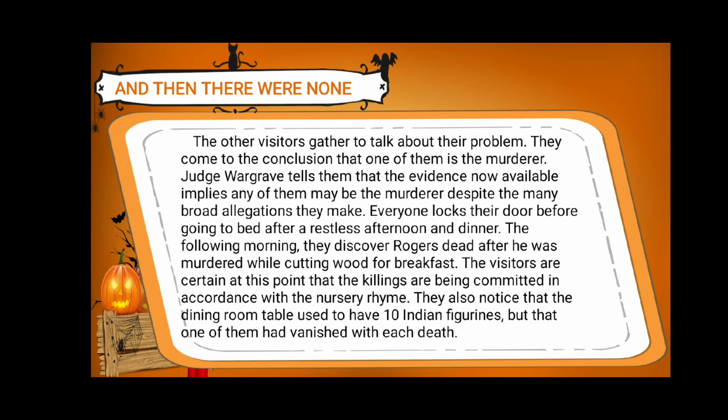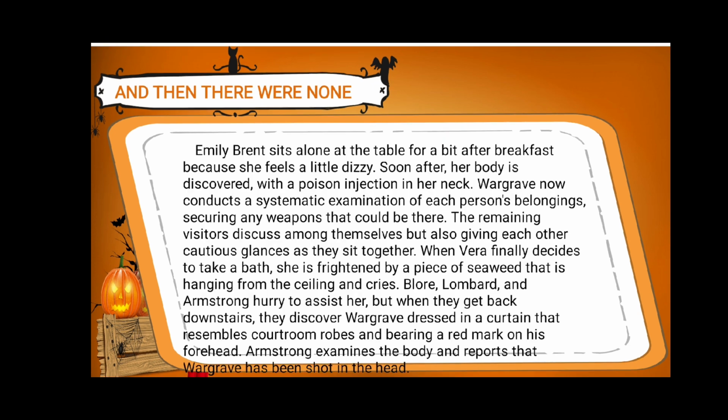They also notice that the dining room table used to have ten Indian figurines, but that one of them has vanished with each death. Emily Brent sits alone at the table for a bit after breakfast because she feels a little dizzy. Soon after, her body is discovered with a poison injection in her neck. Wargrave now conducts a systematic examination of each person's belongings, securing any weapons that could be there. The remaining visitors discuss among themselves but also give each other cautious glances as they sit together.